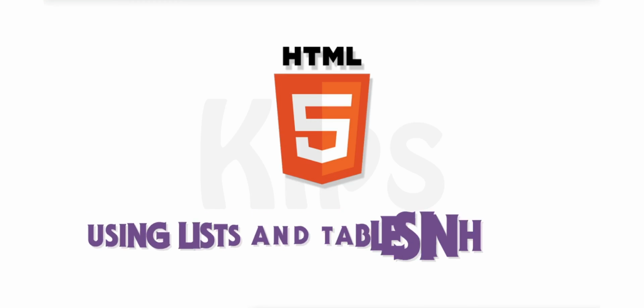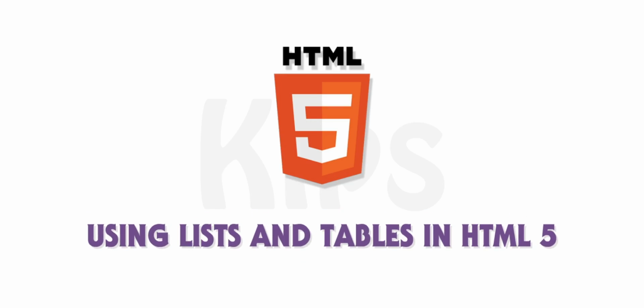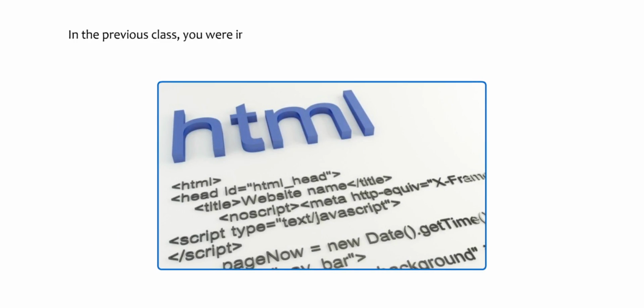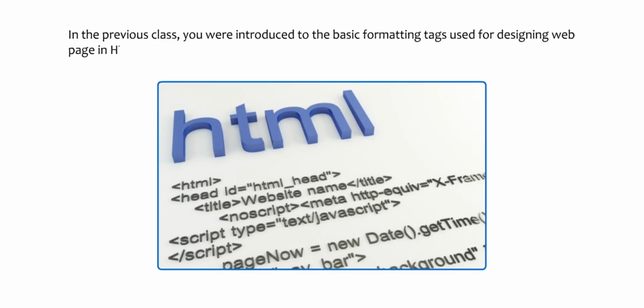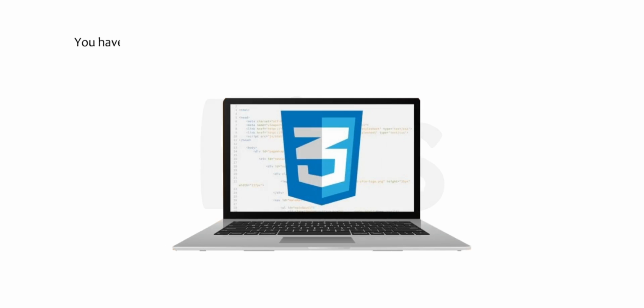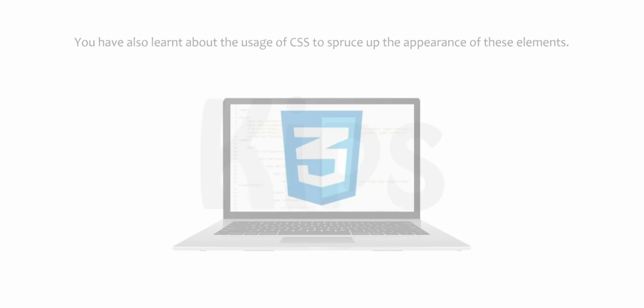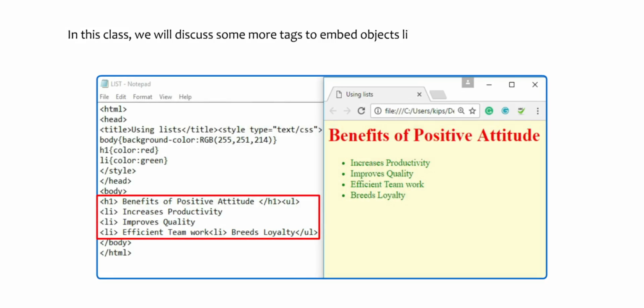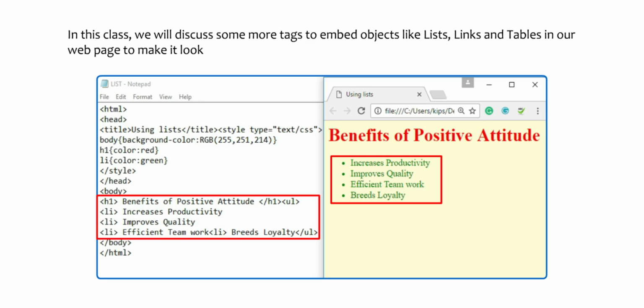Okay, let us understand how to use lists and tables in HTML5. In the previous class, you were introduced to the basic formatting tags used for designing web pages in HTML. You have also learned about the usage of CSS to spruce up the appearance of these elements. In this class, we will discuss some more tags to embed objects like lists, links, and tables in our web page to make it look more appealing and professional.